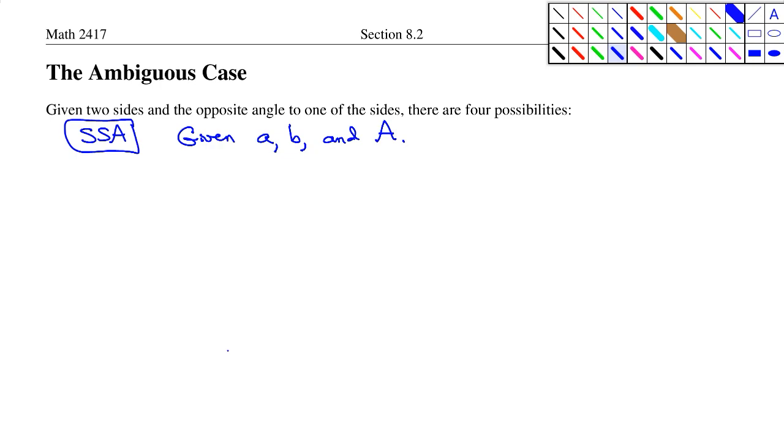But if this is the scenario, then we have a vertex here for A, and a ray that runs off that.